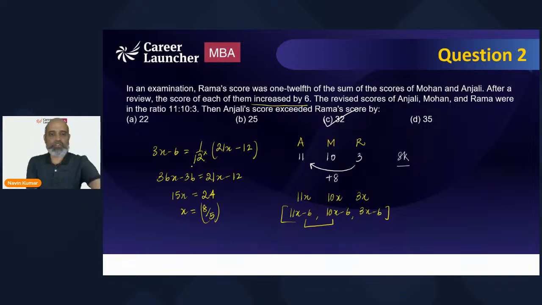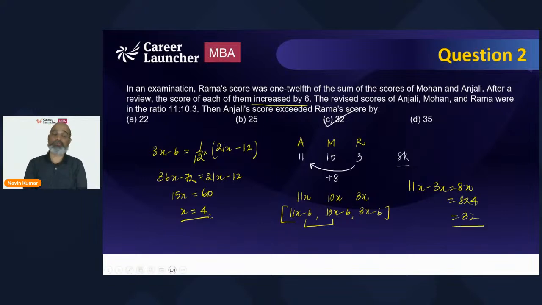Oh, sorry, this is not 36, this is 72. So I thought, why am I getting a fraction here? I'm not supposed to. 12 into 6 is 72, right? So this is going to give us 60 and x will turn out to be 4, right? So what is the difference between them? This is 11x minus 3x, which is 8x. And since x is 4, this will result in 32. So this is a proper solution.